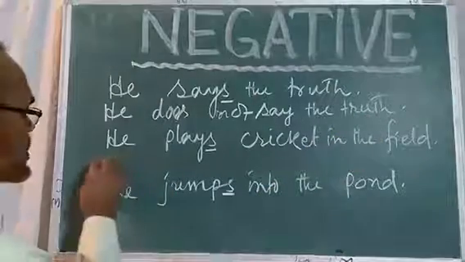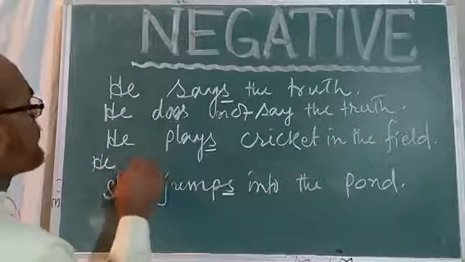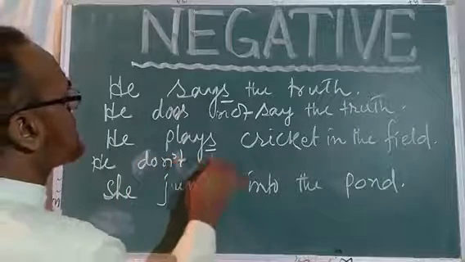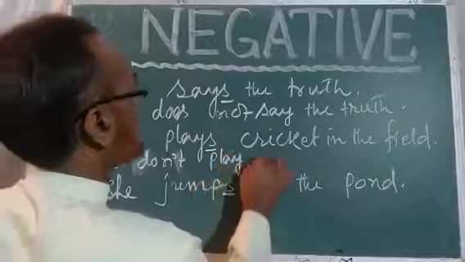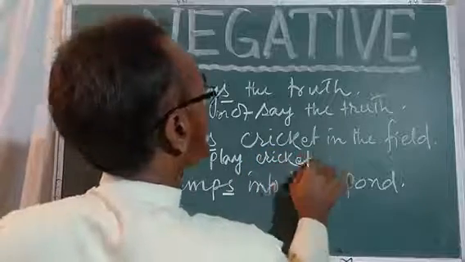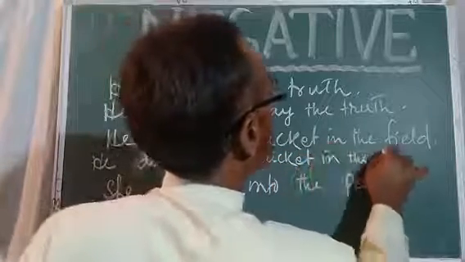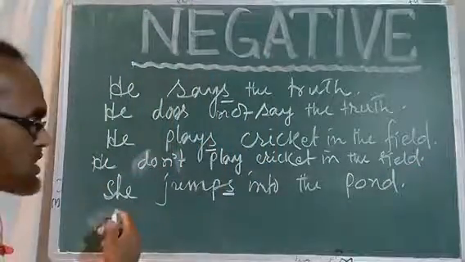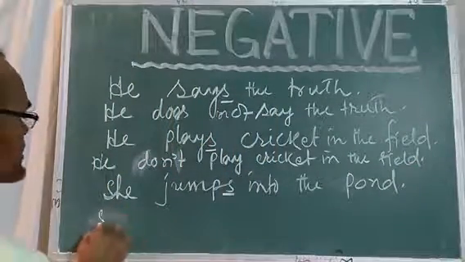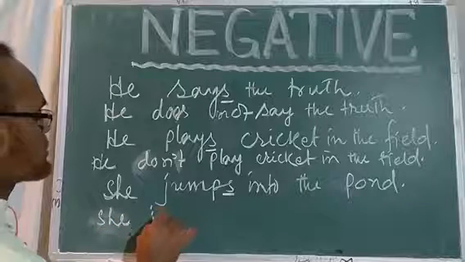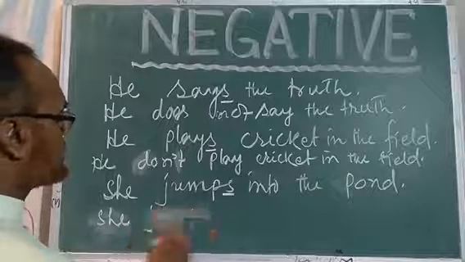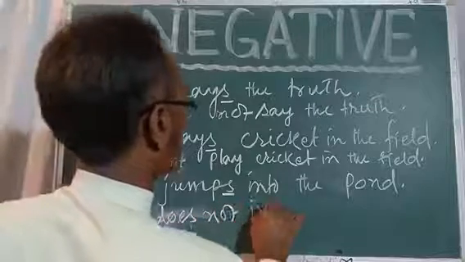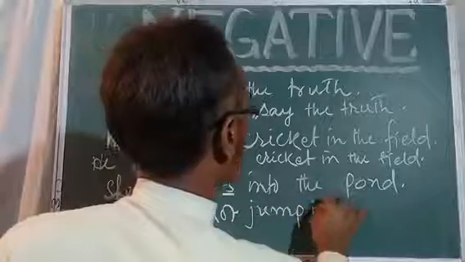And then we write the remaining parts of the sentence. Like this sentence, we can write: He doesn't play cricket in the field. Like these two sentences, we can write the third sentence, that is: She does not jump into the pond.